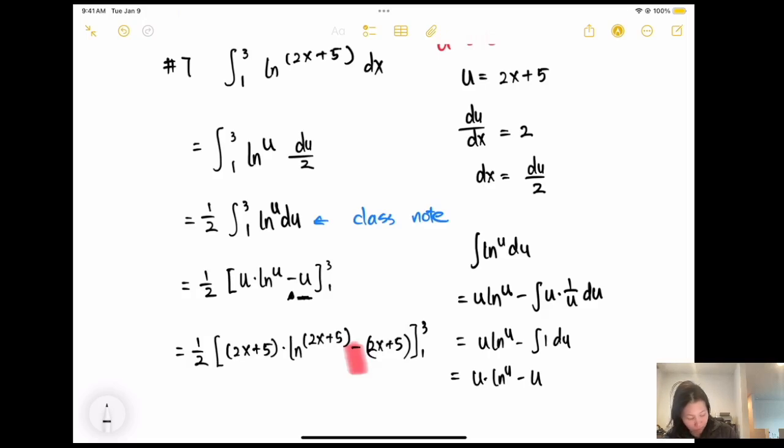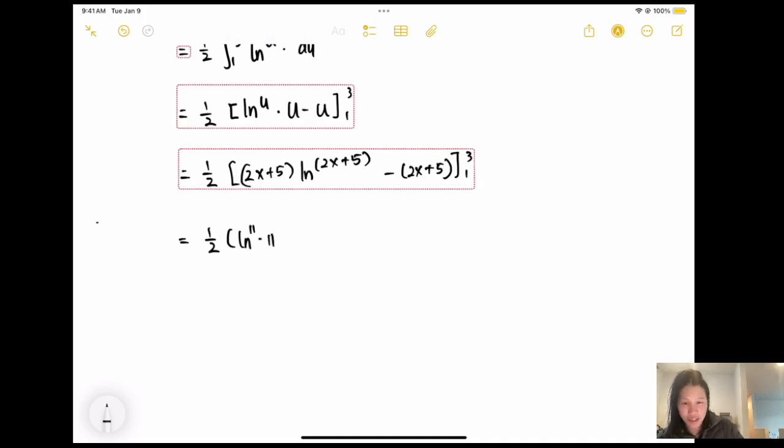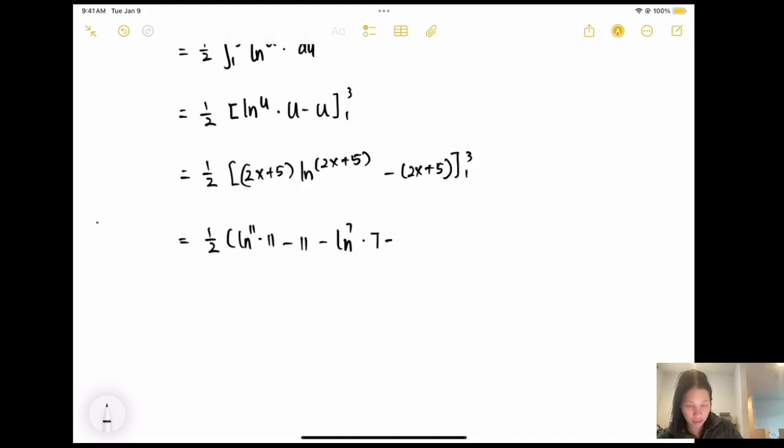Simplify it. I have, sorry, there's some glitch with my iPad. Let's continue to substitute this back. So at the end, your results should be ln of 11 times 11 minus 11, and then ln 7 times 7 plus 7.